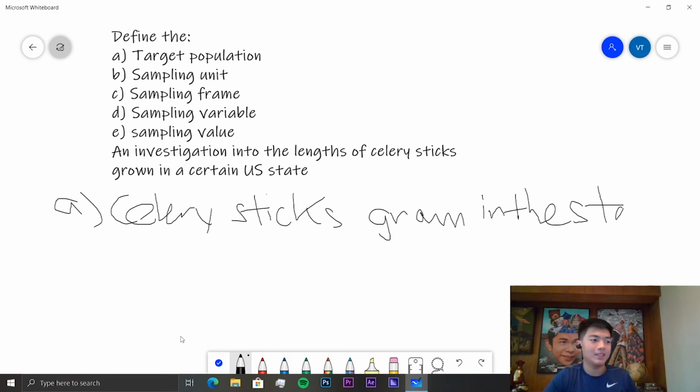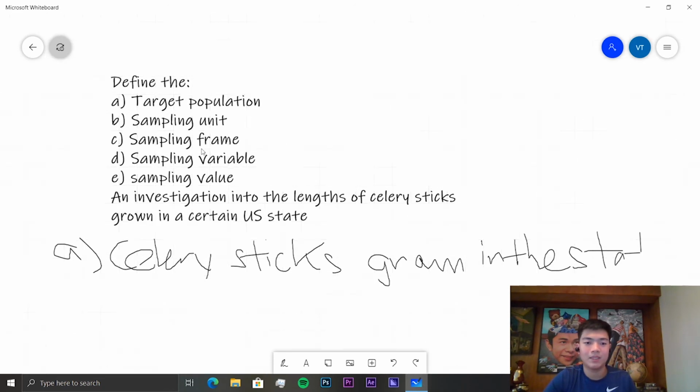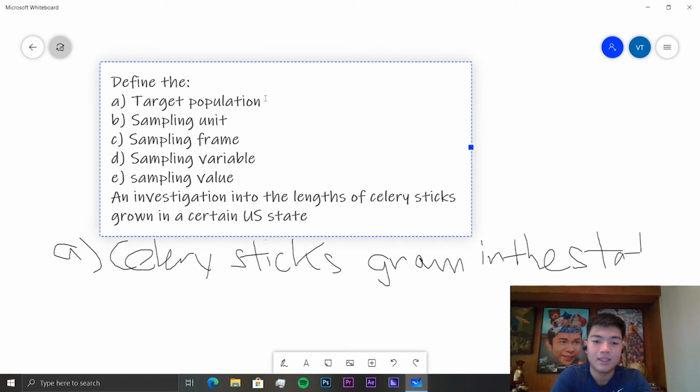Actually, I'm not going to write these out. This will take too long. I'll just put them in the text box. So this would be the celery sticks grown in a certain US state.